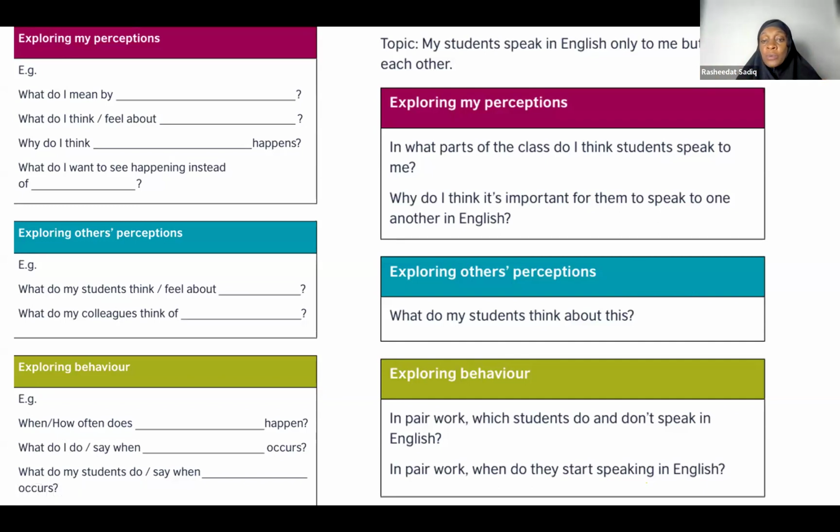Exploring others' perceptions. What do my students think about this? So you can ask your students, you know, why do you speak?